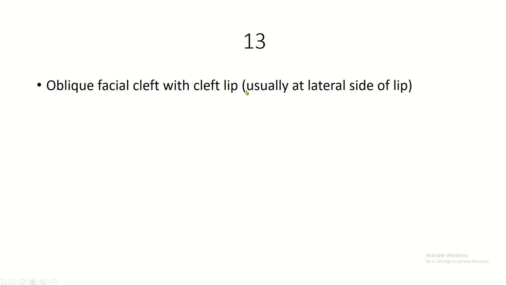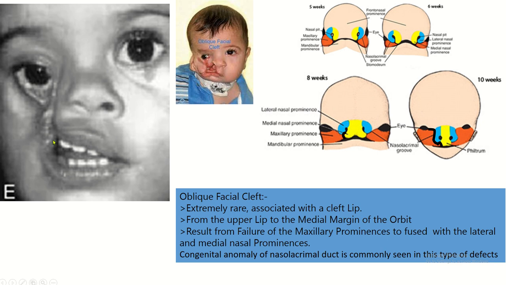Oblique facial cleft with cleft lip, usually in the lateral part of the lip. So here what happened, the lateral nasal prominence failed to fuse with the maxillary prominence, and the medial nasal prominence also failed to fuse with the maxillary prominence. So there is a big gap present here, and congenital anomaly of the nasolacrimal duct is commonly seen in this type of defect, because the nasolacrimal duct is developed in this location.